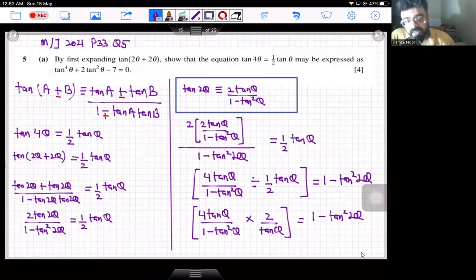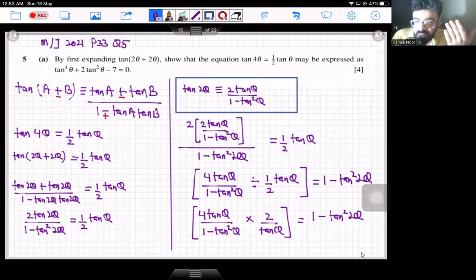By first expanding tan(2θ + 2θ), show that the equation tan 4θ = 1/2 tan θ may be expressed as tan⁴θ + 2tan²θ − 7 = 0. As you know, the trigonometric expansion formula for tan(A + B) is (tan A + tan B) over (1 − tan A tan B). And the expansion formula for tan(A − B) is (tan A − tan B) over (1 + tan A tan B).